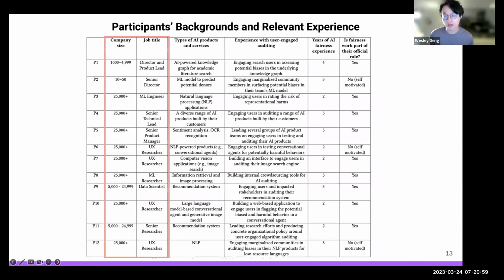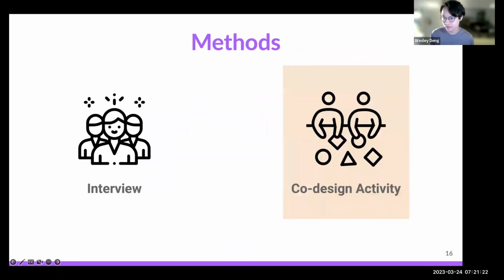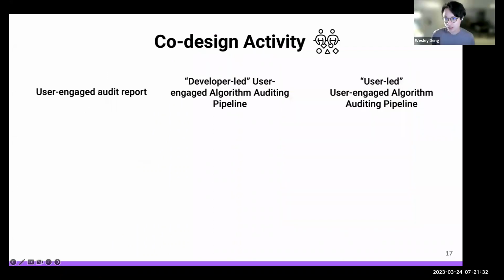Overall, practitioners came from diverse backgrounds and worked on a wide range of AI product services, as well as diverse experience with user-engaged auditing. We first conducted semi-structured interviews with directed storytelling to understand practitioners' prior experience on whether, why, and how they engage users in AI testing and auditing, and the challenges they encountered in the processes. To further probe the opportunities and challenges in supporting user-engaged algorithm auditing in industry practice, we then engaged participants in a co-design activity in which we iteratively designed 3 artifacts.